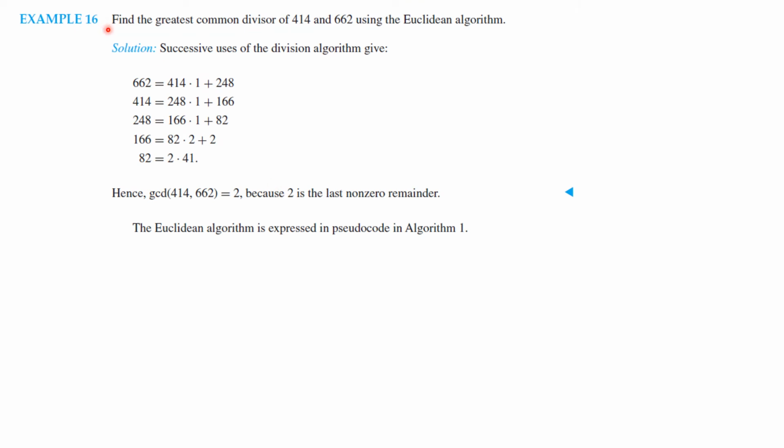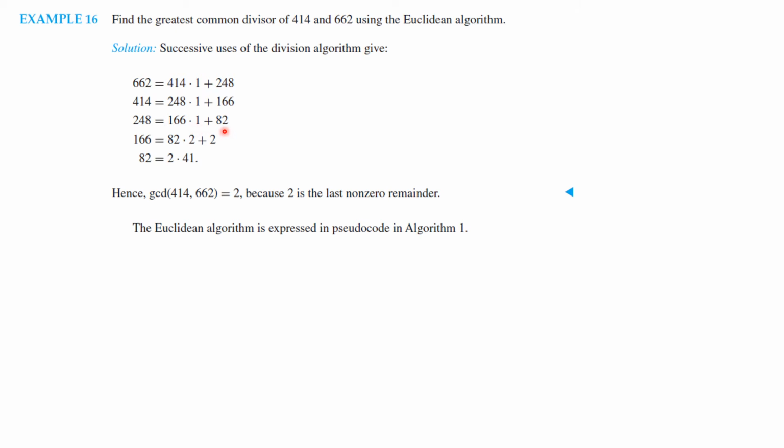Let's use the algorithm, which is more the kind of question I might ask you on a test. So what's the greatest common divisor between these two numbers, using the Euclidean algorithm? Okay, so first thing you do is you divide 414 into 662. That goes one time with 248 as a remainder. Now you take 248 and divide it into 414. It goes one time with 166 as a remainder. Now you take 166, divide it into 248. It goes one time, you get 82 as a remainder.